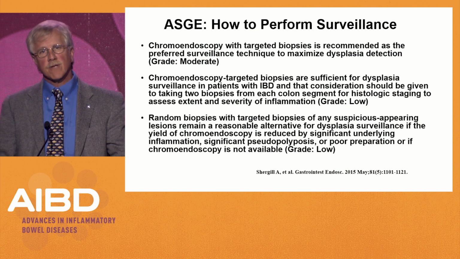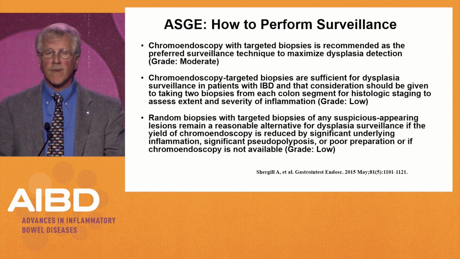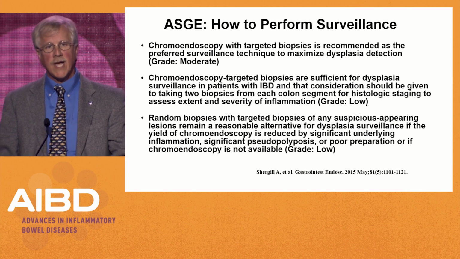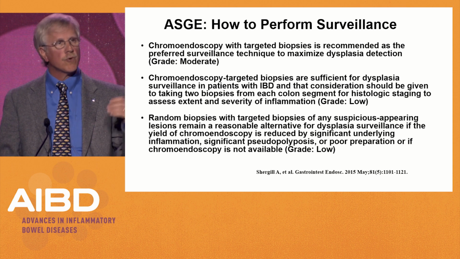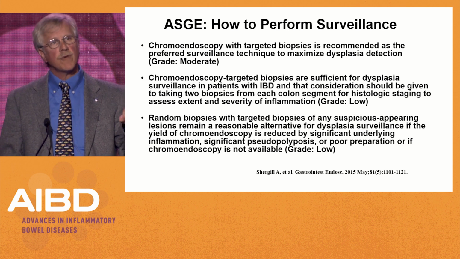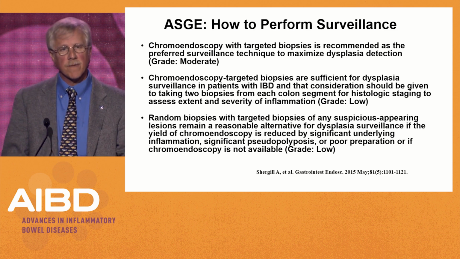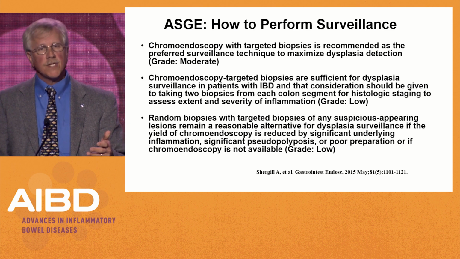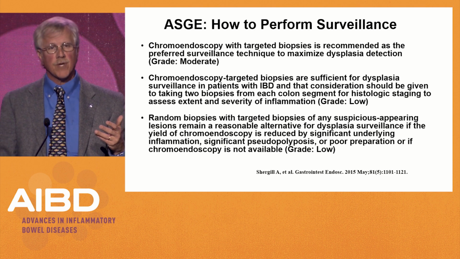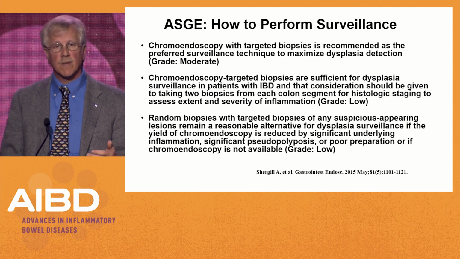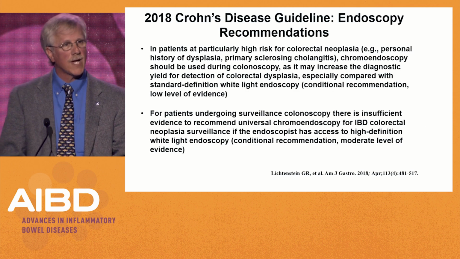So how do you perform surveillance? Chromoendoscopy with targeted biopsies was recommended by the ASGE with this level of evidence. Chromoendoscopy with targeted biopsies is sufficient for dysplasia surveillance in patients with IBD. However, you don't need to do the 32 or 36 biopsies, but take 2 or 3 biopsies in the proximal colon, the left colon, and the rectum, so you can assess for histologic healing. And ultimately, random biopsies with targeted biopsies of any suspicious appearing lesions remain a reasonable alternative in a poor bowel prep, in a patient with innumerable pseudopolyps, or if you haven't yet mastered the use of chromoendoscopy.